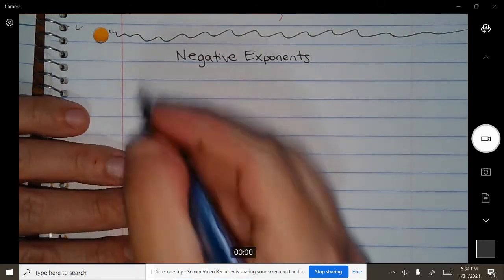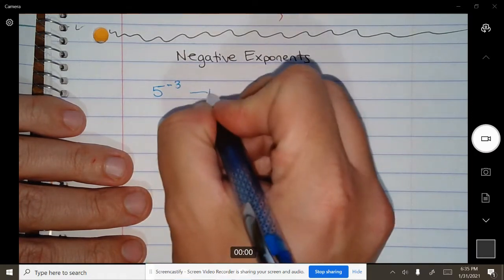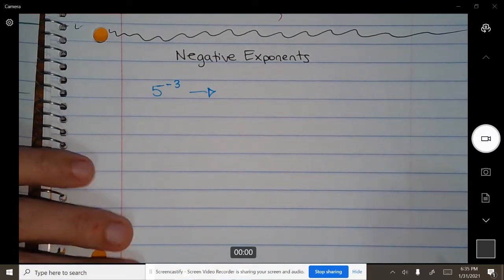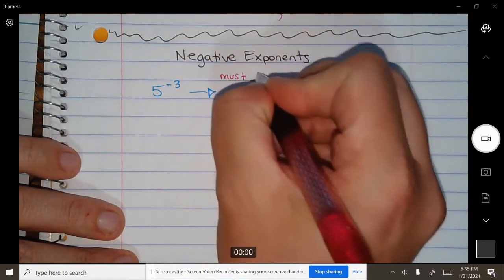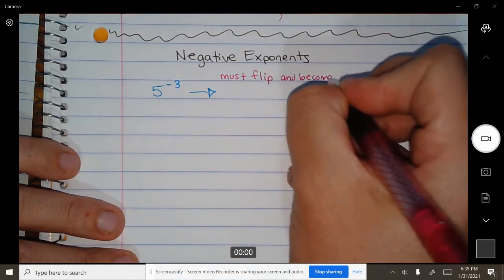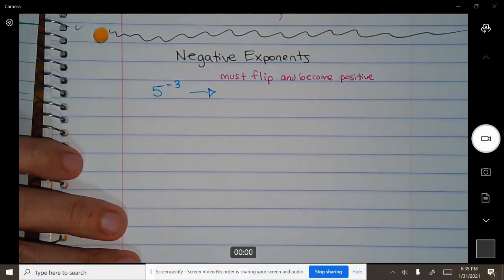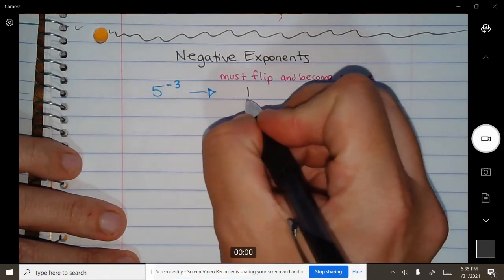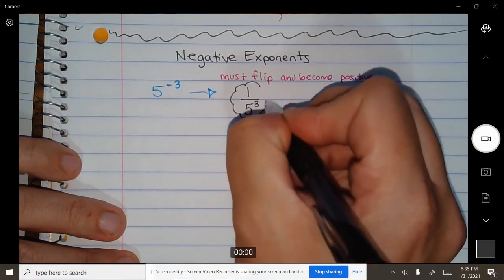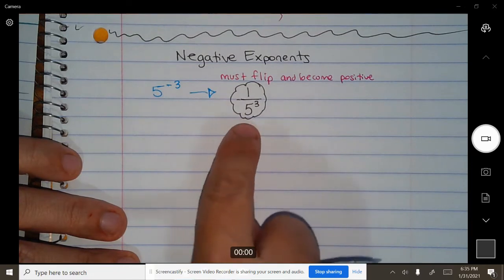So when we have to deal with these, say you had something like 5 to the negative 3. 5 to the negative 3, you must have it flip. It must flip and become positive. So this is going to be 1 over. It looks weird. The vocabulary video goes into this very cleanly, so you can see it.